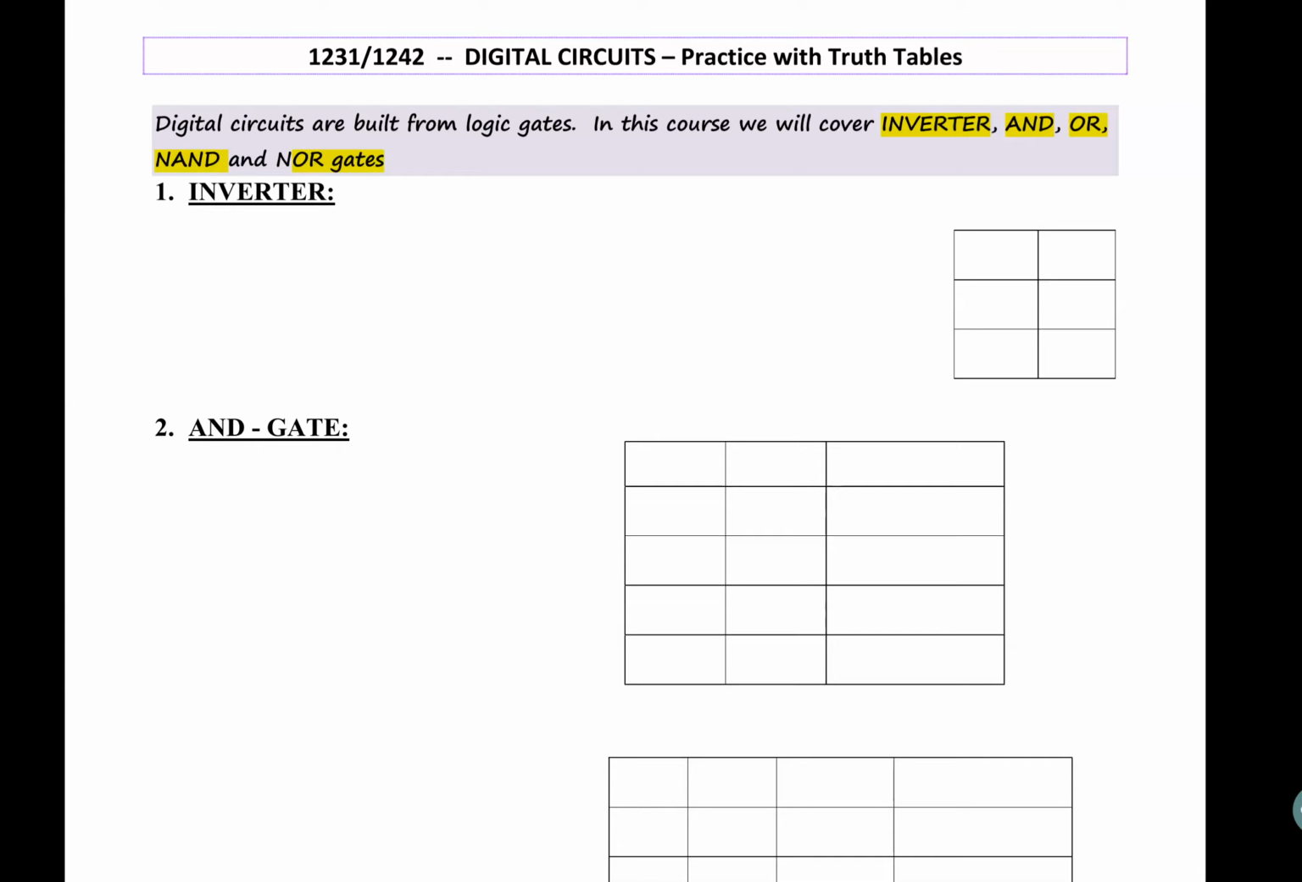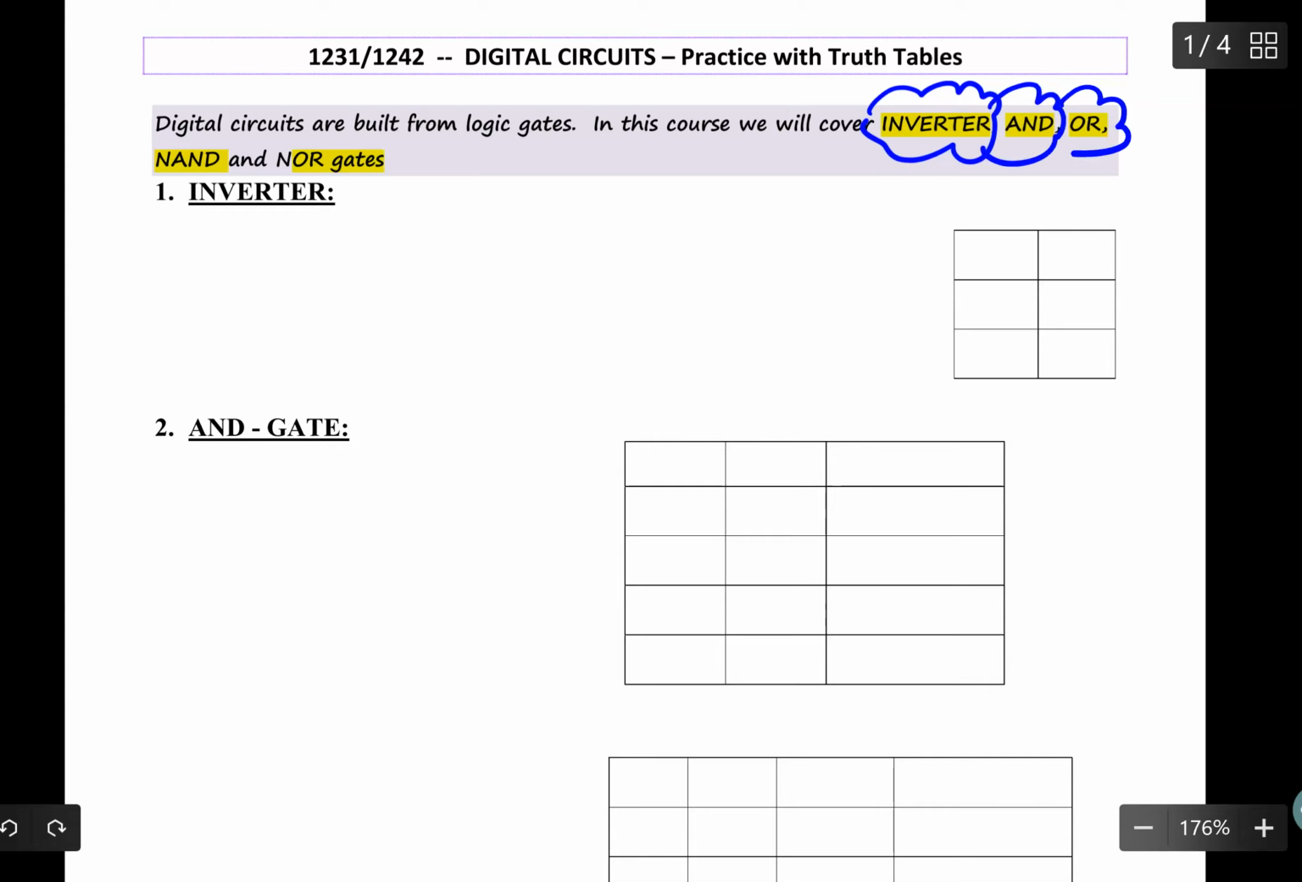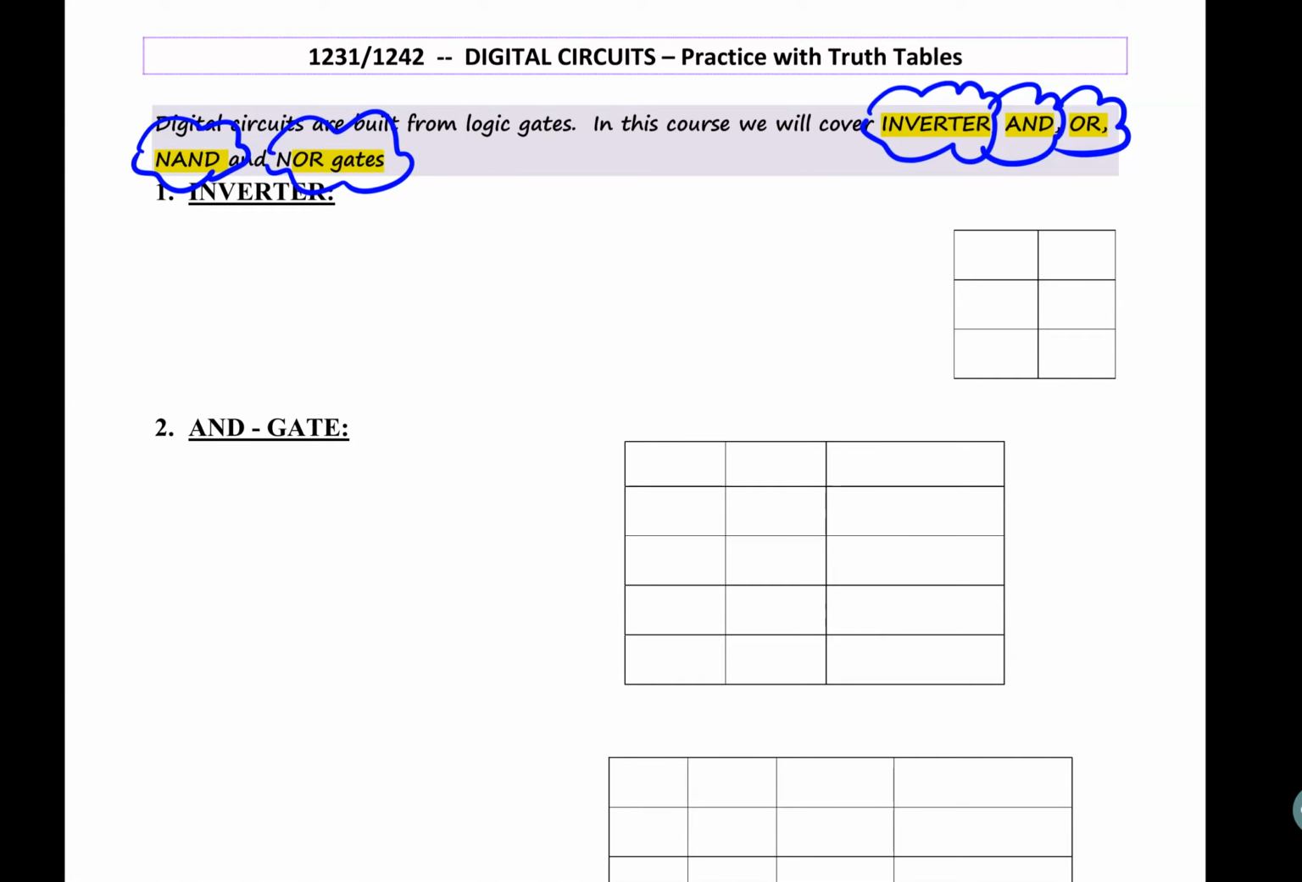Hello everyone. In this video, we will discuss logic gates and their truth tables. We will cover the inverter, AND, OR, NAND, and NOR gates. A truth table represents the combination of 0 and 1 of the inputs versus the outputs of the logic gate. We will practice drawing the diagram of each gate, write the Boolean expression, and fill in the truth table.